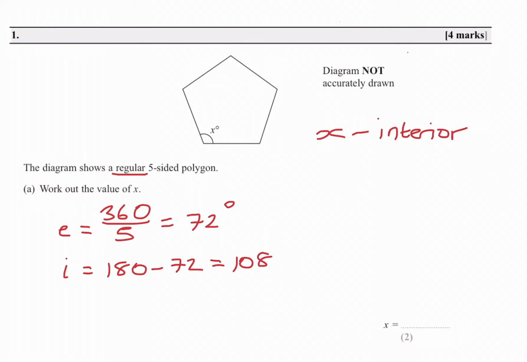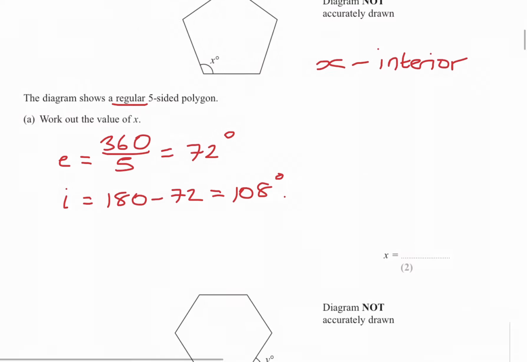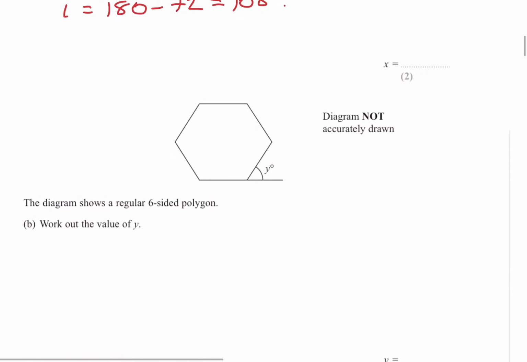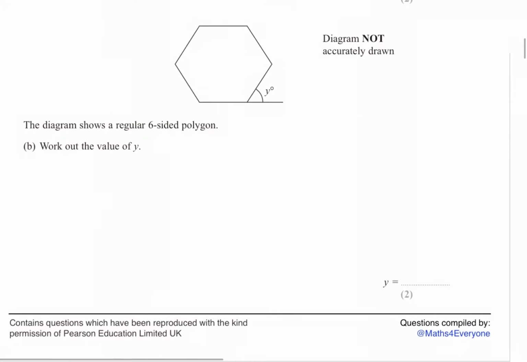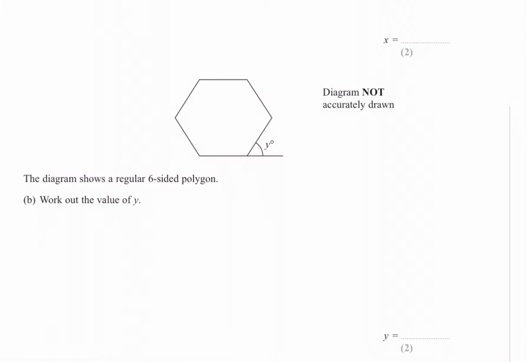be 108 degrees. Now, alternatively, what you could have done is you could have worked out what the sum of the interior angles was in there, but then that might just be a wee bit more complicated. Certainly the numbers were a lot easier to do 360 divided by 5 and then take that away from 180 to get our 108.